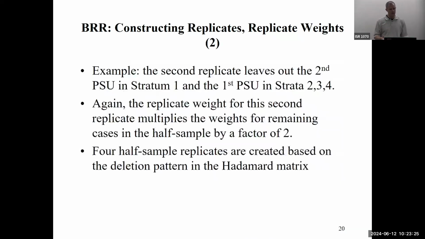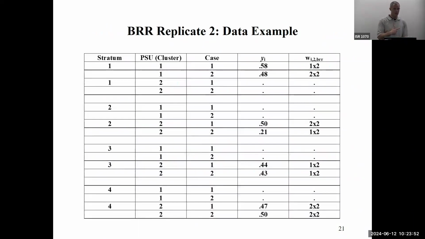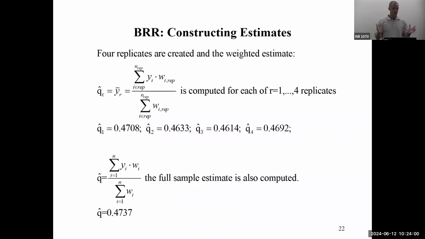And then the second replicate would leave out the second PSU in stratum 1 and the first PSU in strata 2, 3, and 4. Again, not arbitrary, not done at random, all based on the Hadamard matrix that has the nice balancing property across the replicates. Okay, we again upweight the cases that remain by a factor of 2, and so forth and so on. We form the remaining 2 replicates to get to capital H. So this is just what the second one would look like, going back to our data example, multiplying all those remaining weights by a factor of 2. Okay, so now we have our 4 replicates.